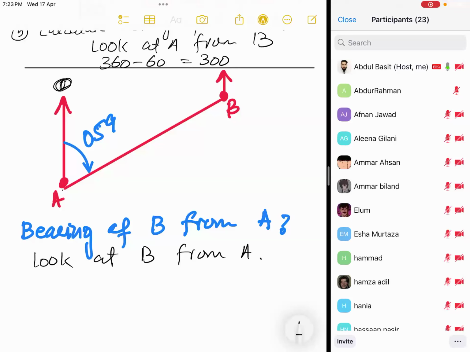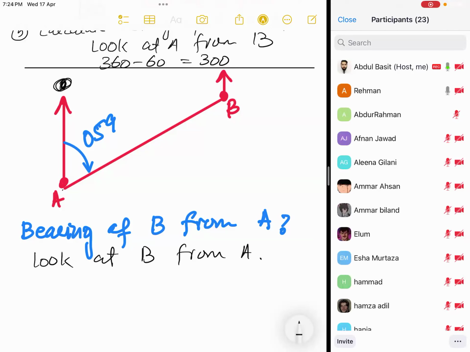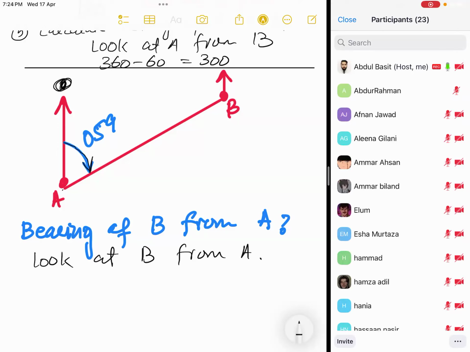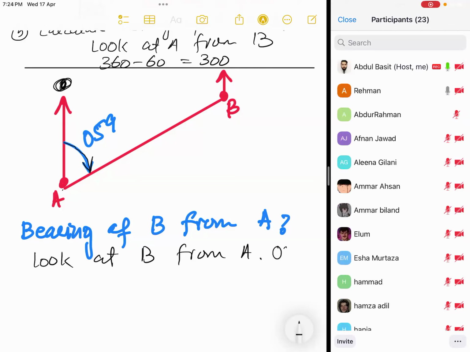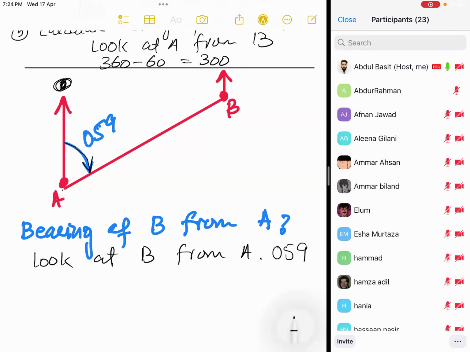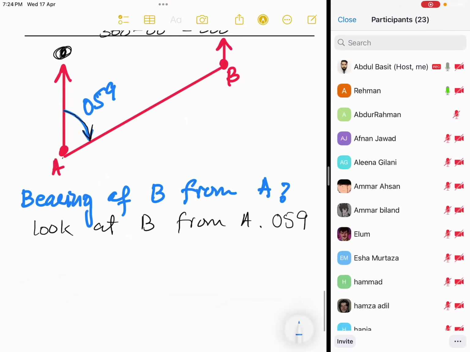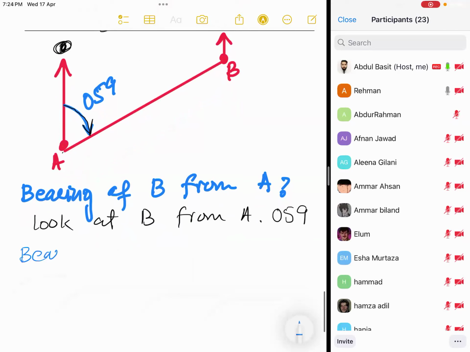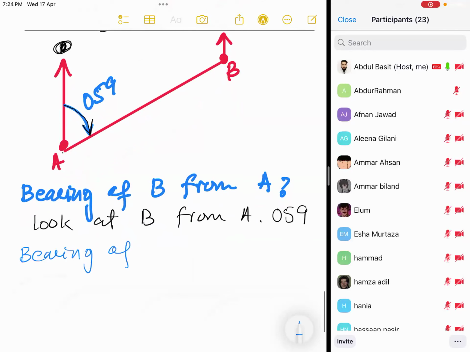This is your north. Yes or no? आप आंख लगा के, sir, सीधा देख रहे हैं. In order to look at B, you have to move clockwise this much. Yes or no? Yes, sir. So this is 59 degrees. So you have to write 059. Understood? Yes, sir.